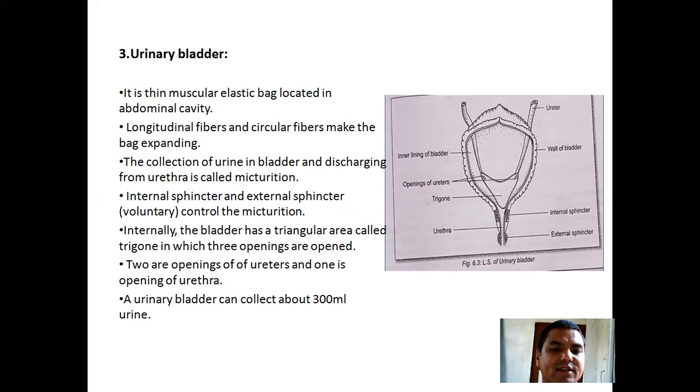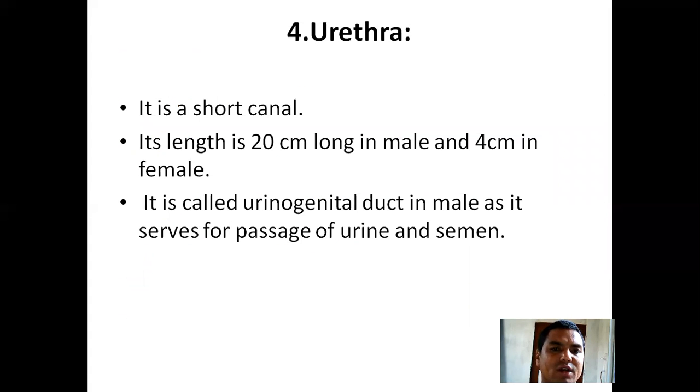Internally, the bladder has a triangular area called trigone in which 3 openings are present. Two are openings of the ureters and one is the opening of the urethra. A urinary bladder can collect about 300 milliliter of urine. Now, the turn of the urethra. It is a short canal. Its length is about 20 centimeter in male and 4 centimeter in female. It is called the urinogenital duct in male and serves for passage of urine and semen.